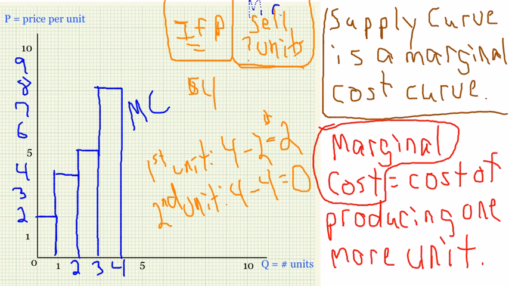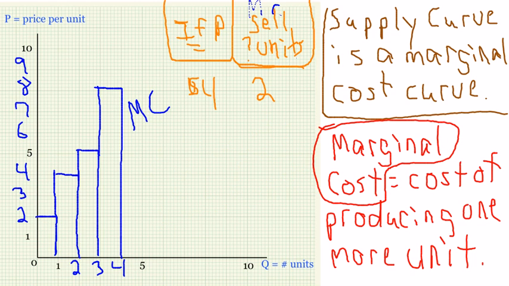So to maximize profits, if price is 4, we're going to sell 2 units. So when price is 4, we'll sell 2 units. I'm going to mark that with the X right there. That's a point that's going to become important later.